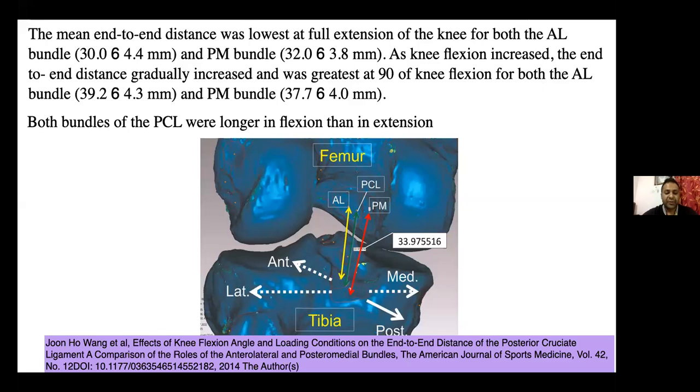Another study was done by Wang et al. They studied the effects of knee flexion angle and loading condition on the end-to-end distance of the PCL. They stated that the end-to-end distance was lowest at full extension of the knee for both bundles. As the knee flexion increases, the end-to-end distance also increased in both bundles. So they concluded that both bundles of the PCL were longer in flexion than in extension.